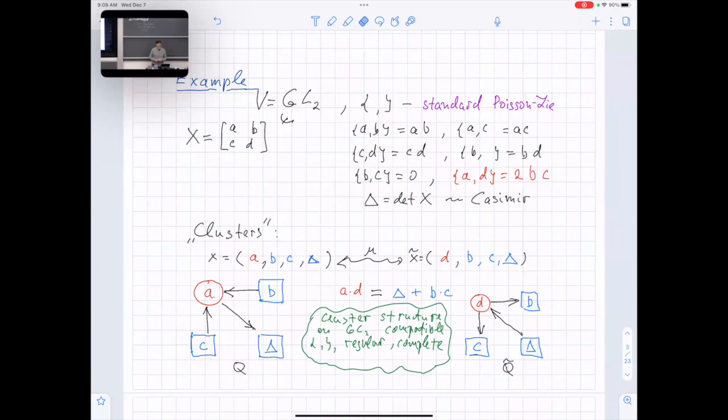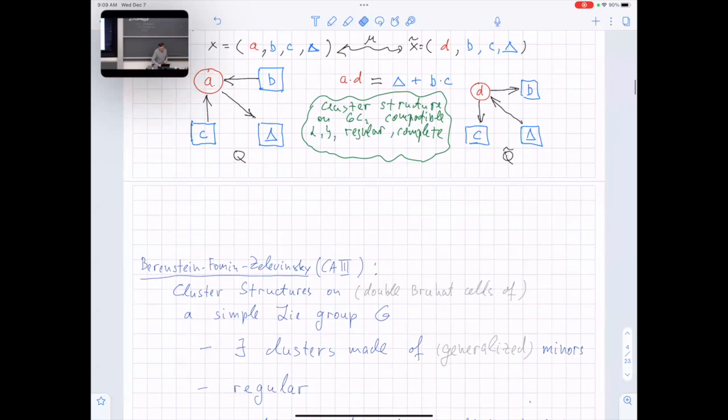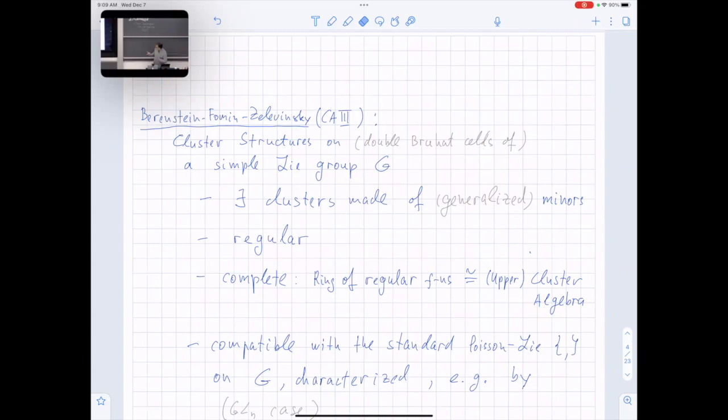Okay, so that's an example. Of course, it's too simple. So let's consider a different example. So here we'll switch gear and talk about cluster structure without first explicitly mentioning Poisson brackets. And so this is a cluster structure on double Bruhat cells due to Berenstein, Fomin, and Zelevinsky. So it's in general double Bruhat cells, but we will not need the double Bruhat cells for this talk.